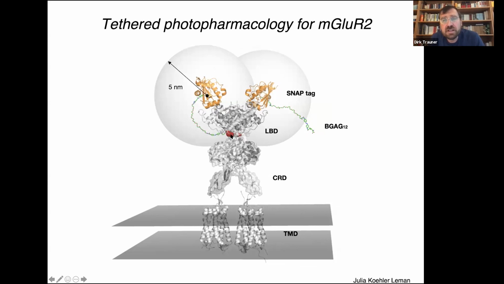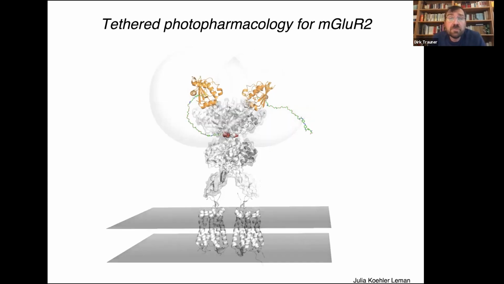And here in red, this is actually glutamate, which was from the crystal structure. So you get a good sense for how big this is. The 5 nanometer sphere here, we put in to calculate the local concentration, the effective concentration of this glutamate, which is very high. We're always in this mid to high millimolar range.